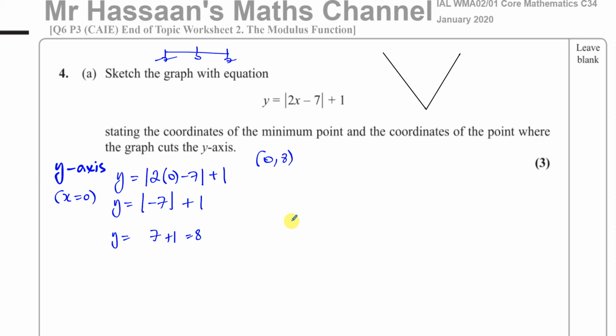The next thing they told us to find is the coordinates of the minimum point of this graph. As we can see, it's going to have this minimum type of point.